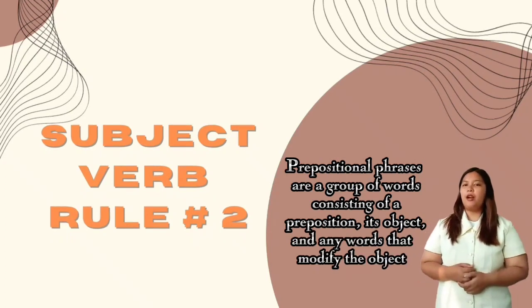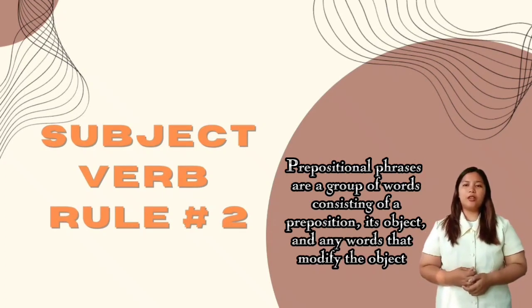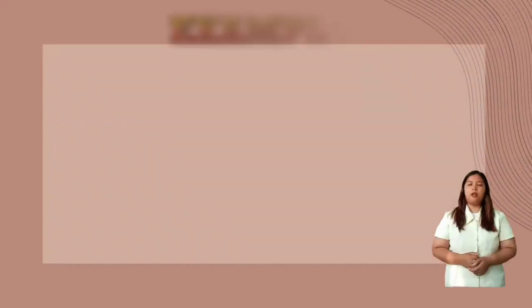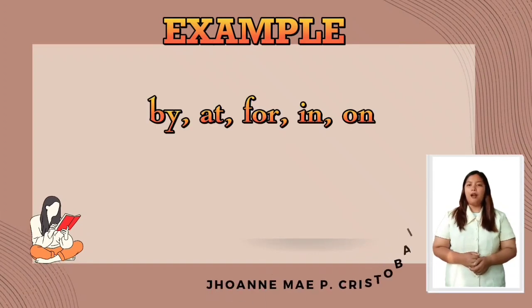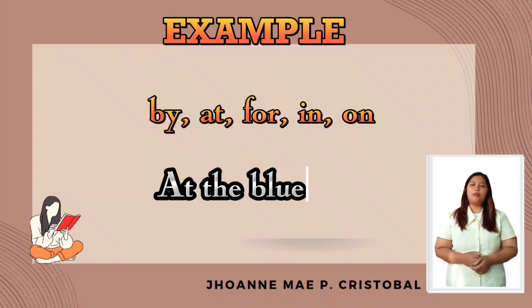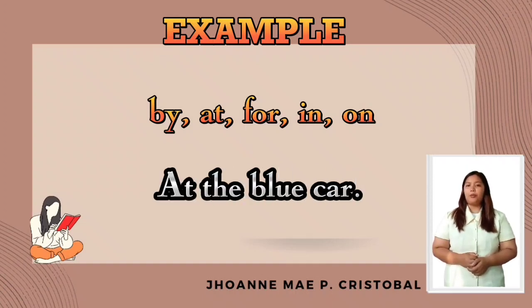Prepositional phrases are a group of words consisting of a preposition, its object, and any words that modify the object. Example, by, at, for, in, and on. Example, at the blue car. At, preposition, blue, modifier, and car is the noun.